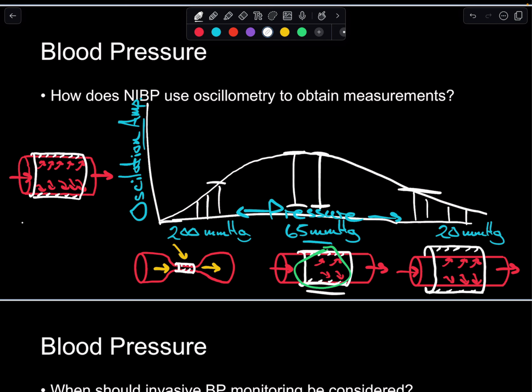The two things that can influence or make this measurement inaccurate is if you have too small of a cuff, it's going to be too tight, you're going to get falsely high pressure readings. And if you have too large of a cuff, it's going to be too loose, you're going to get falsely low pressure readings.